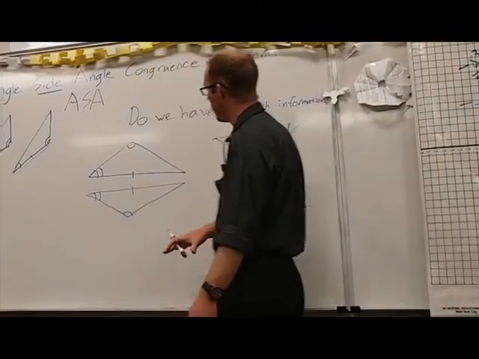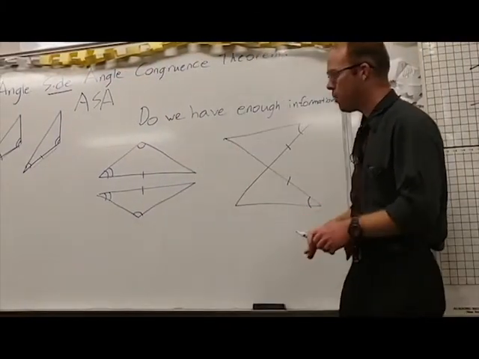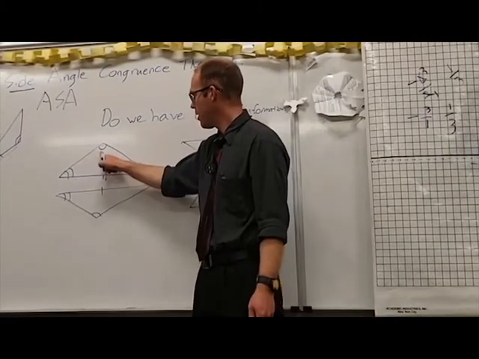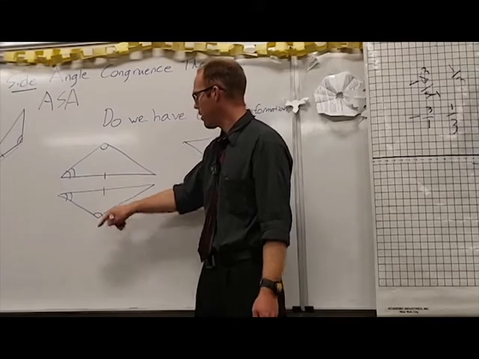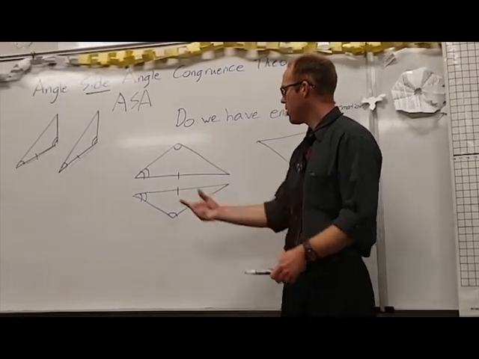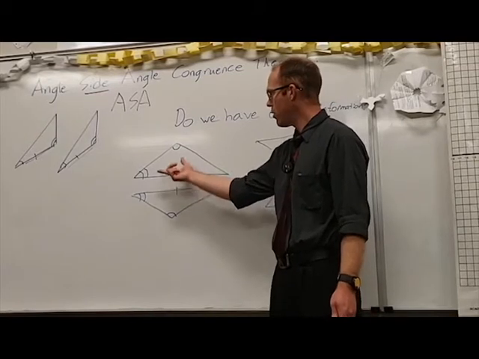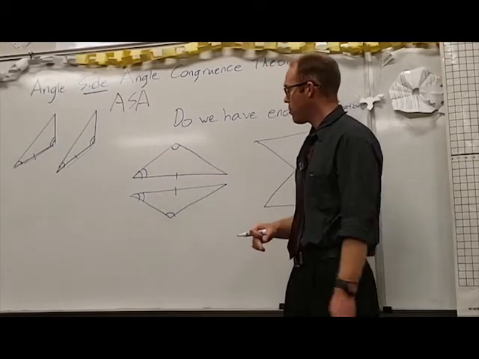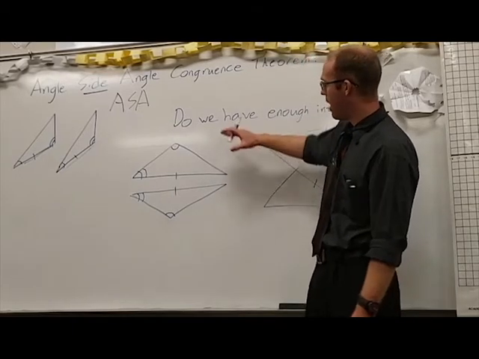So let's take a look at these two pictures. The question is, do we have enough information? Now here we have angles that match these two angles and a side, so we do have two angles and a side. You notice that this side is not between those two angles. This is the side that is between. Let's see if we can get some more information though, and we might still have enough.